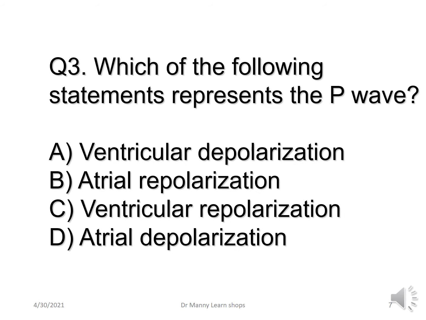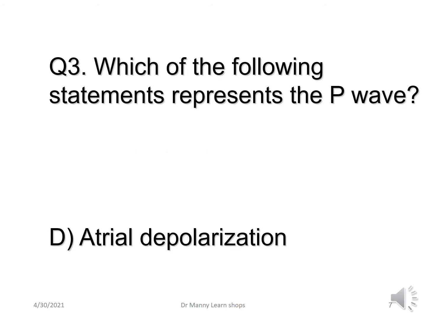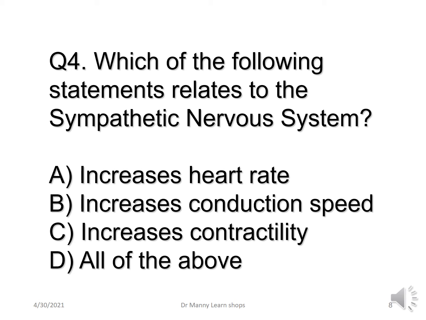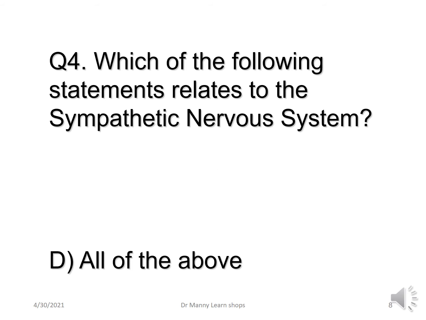Which of the following statements best represents the P wave? Is it A, ventricular depolarization, B, atrial repolarization, C, ventricular repolarization, or D, atrial depolarization? Well, the P wave is represented by atrial depolarization on the ECG. Which of the following statements relates to the sympathetic nervous system? A, it increases the heart rate, B, increases conduction speed, C, increases contractility, or D, all of the above? The correct answer is all of the above.